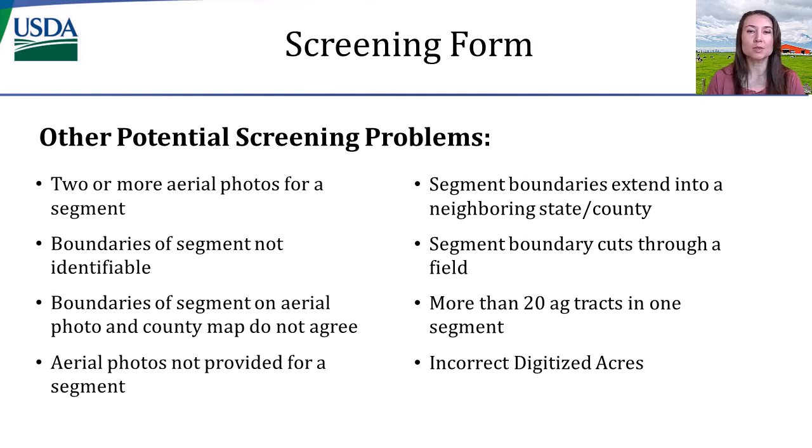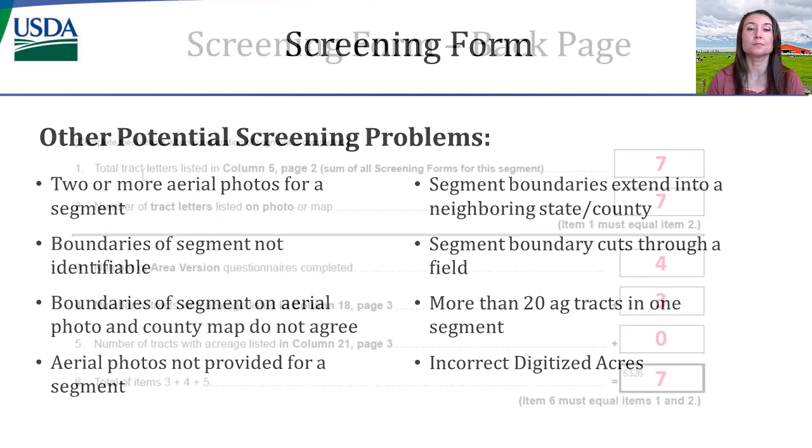There may be some segments where the boundaries might extend into a neighboring state or neighboring county. There may be a segment where the boundary cuts right through the middle of the field. There may be a segment that has so much agriculture that it contains more than 20 ag tracts in the same segment. And you may see a situation where the digitized acres printed on the photo are not correct, and you were able to verify that after doing a lot of work with your photo grids.